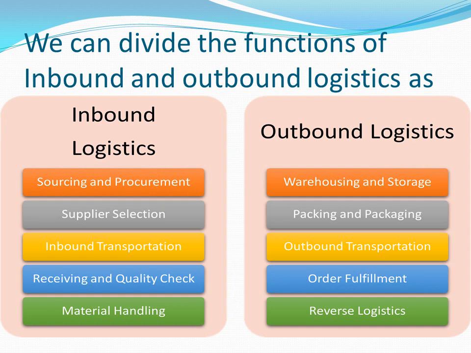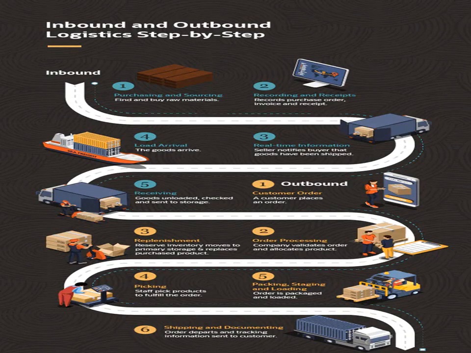businesses. For simplicity, we can divide the functions of inbound and outbound logistics as you can see on the screen. One side is inbound logistics, which is sourcing and procurement, supplier selection, inbound transportation, receiving and quality check, and then material handling. Whereas outbound logistics is warehousing and storage, packaging and packing, outbound transportation, order fulfillment, and then reverse logistics. Now let's discuss inbound and outbound logistics step by step.